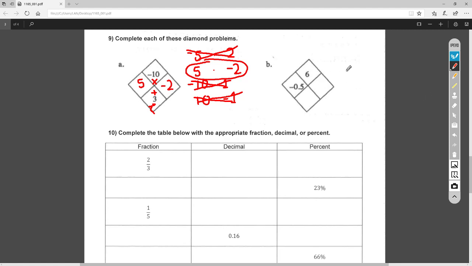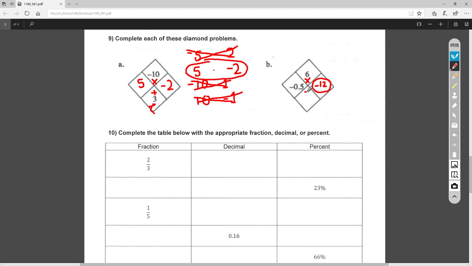Okay, so B, you want to do the same thing. Here you have to figure out what's on the right-hand side first before you figure out what goes on the bottom. So we need to think of negative half times what gives you 6. In this case, negative 0.5 or negative half, a negative times a negative is what's going to give us a positive 6. So you have to think of half of what makes 6? Well, half of 12 makes 6. So our right-hand side has to be a negative 12.